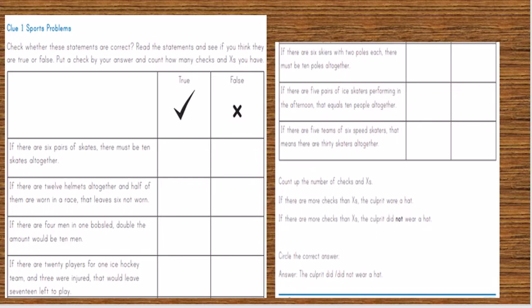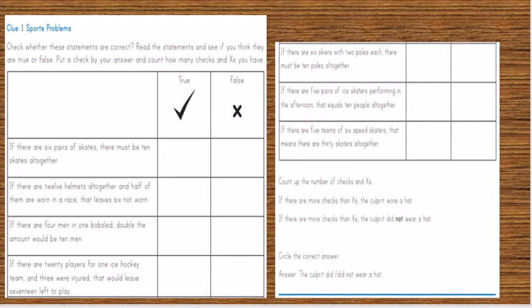To give you a little example, if there are 6 pairs of skates and each skater needs 2 skates, there must be 10 skates altogether. 6 pairs of skates, 6 times 2 equals 12. So the answer is false. There must be 12 altogether, not 10. So you would mark number 1 false.